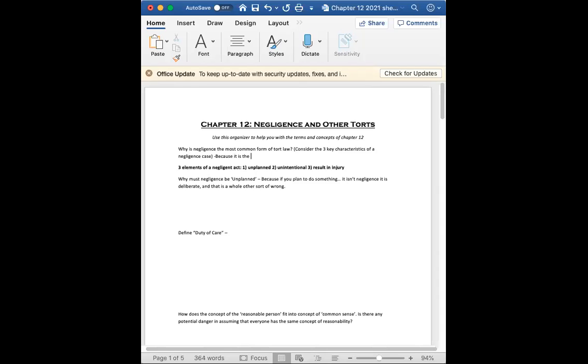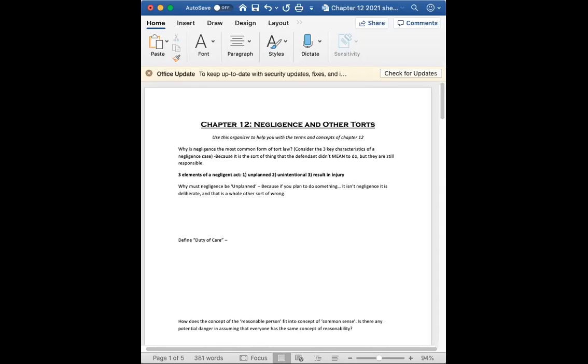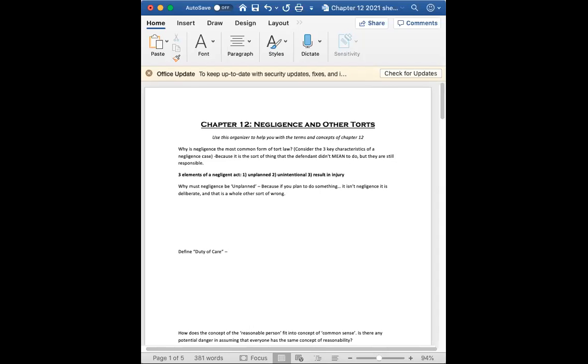And this is kind of one of the answers to why negligence is the most common form of tort law, because it is the sort of thing that the defendant didn't mean to do, but they are still responsible. Why must a negligent act be unintentional?